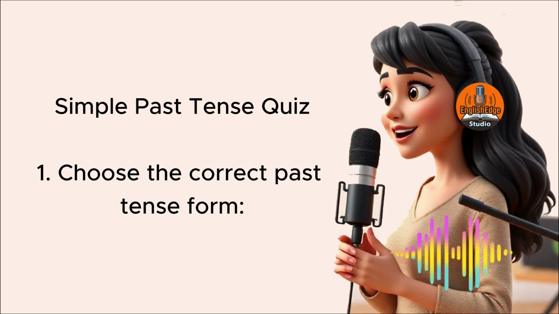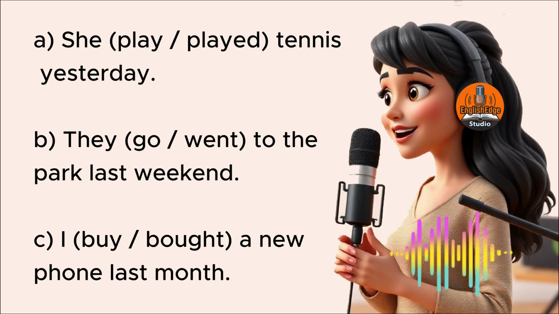Simple past tense quiz. 1. Choose the correct past tense form. A. She play or played tennis yesterday. B. They go or went to the park last weekend. C. I buy or bought a new phone last month.